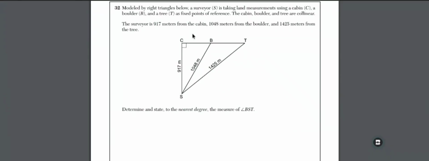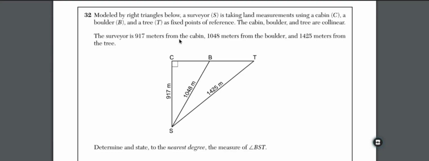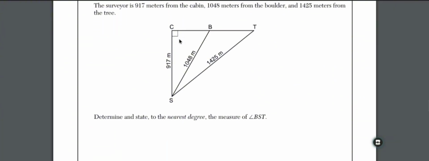Question number 32 says, modeled by the right triangles below, a surveyor S is taking land measurements using cabin C, a boulder B, and a tree T at fixed points of reference. The cabin, boulder, and tree are collinear. The surveyor is 917 meters from the cabin, 1,048 meters from the boulder, and 1,425 meters from the tree. Determine and state to the nearest degree the measure of angle BST. So they want angle BST, which I'm going to note right here as angle x.